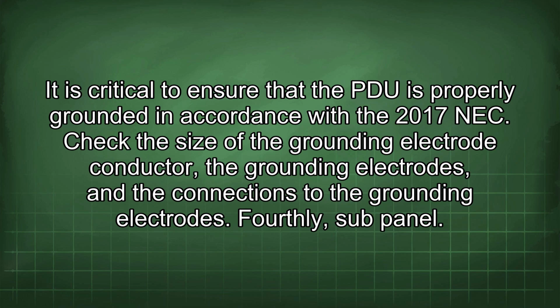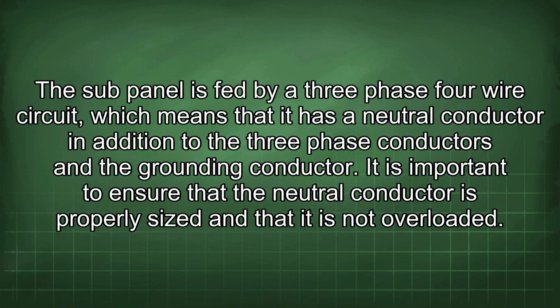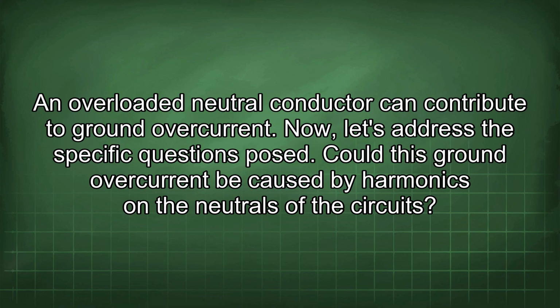Fourthly, subpanel. The subpanel is fed by a three-phase 4-wire circuit, which means that it has a neutral conductor in addition to the three-phase conductors and the grounding conductor. It is important to ensure that the neutral conductor is properly sized and that it is not overloaded. An overloaded neutral conductor can contribute to ground overcurrent.